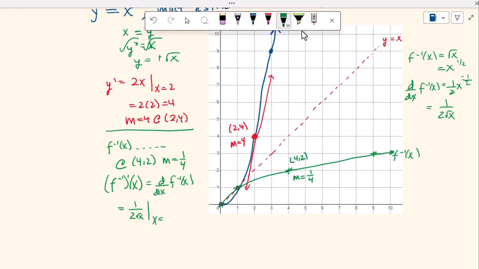Now if I evaluate this at 4, not at 2, because up here I evaluated it at 2, but remember these swap, so the 2 becomes the range down here, but the 4 is the domain. So I want to use the x value. So if I plug that in here, I get 1 over the 2 times the square root of 4. Square root of 4 is 2, and I get 1/4. That's my slope. Okay, so that's the whole story here.